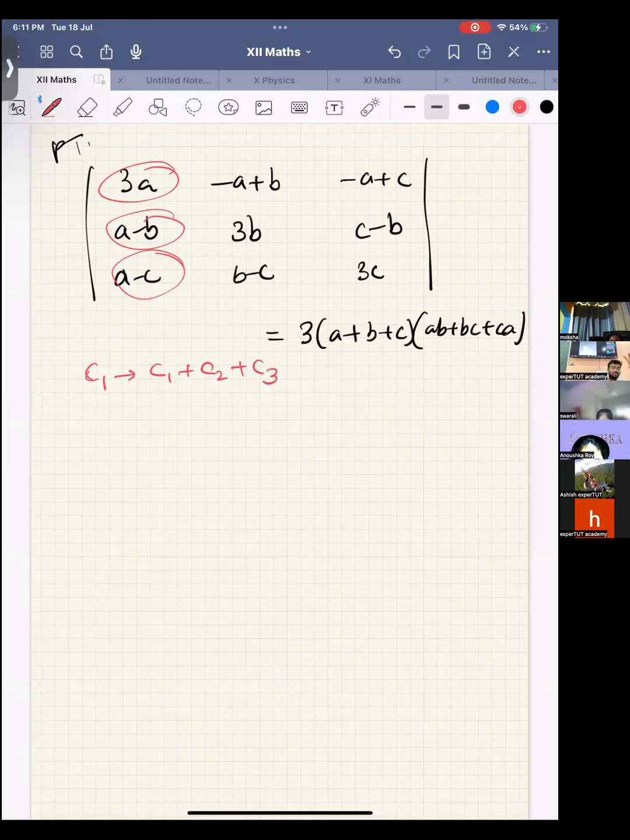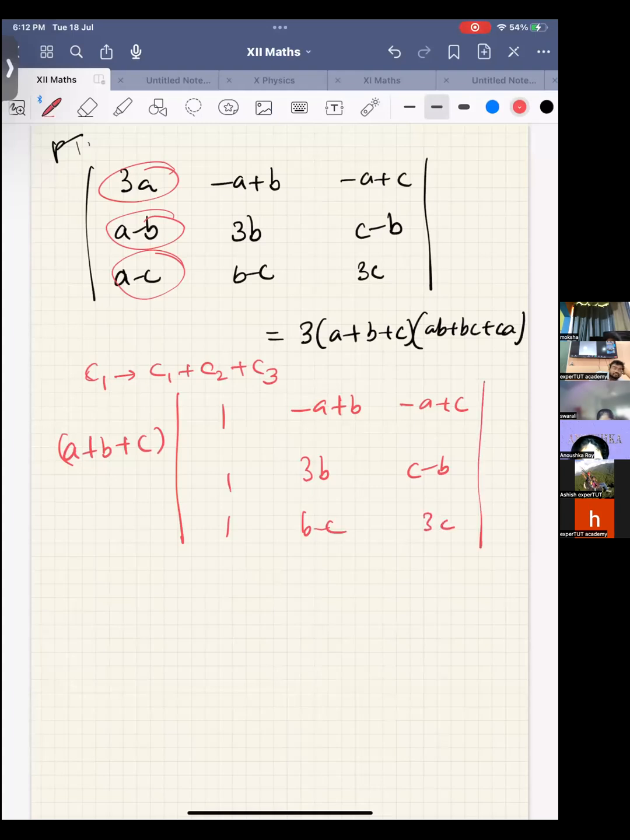So we will take directly a plus b plus c also common. So directly a plus b plus c common लेंगे. यहाँ पे क्या लेंगे 1 1 1, राइट? समझ में आया? और this is minus a plus b, minus a plus c, 3b, c minus b, b minus c, 3c, ठीक है? इसके बाद क्या करते हैं? वेरी गुड, फिर से बोलोगे एक बार?